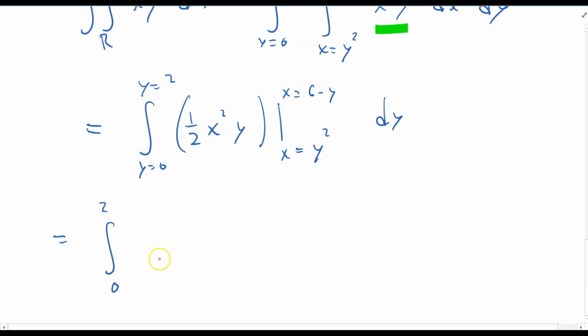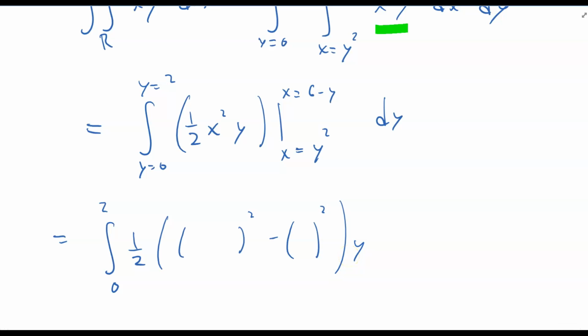So what do we have here? I'm going to leave the 1/2 out in front. I'm going to leave the factor of y off to the right side. X is being squared, so we need to do a difference of these squares. We've got to plug in for x and then subtract.